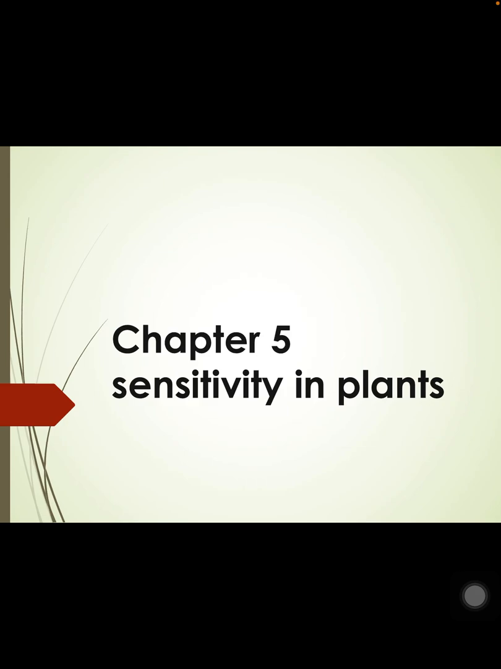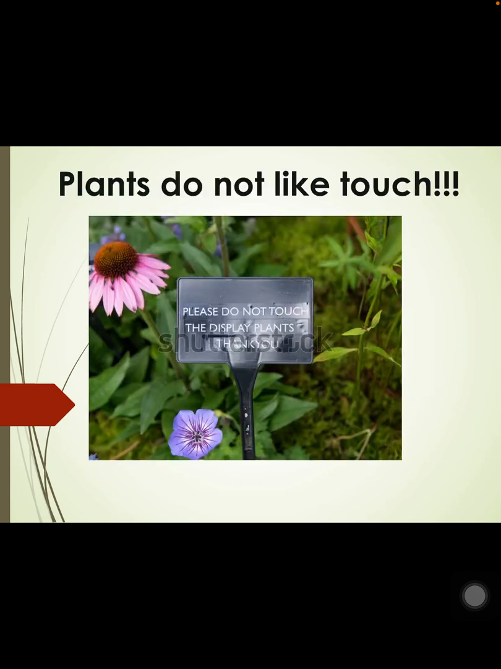Today, inshallah, we are going to start together the first lesson in chapter 5, sensitivity in plants. Plants do not like touch. This is something strange and surprising, but research proved that after touch, plants feel attacked and decrease their growth rates.